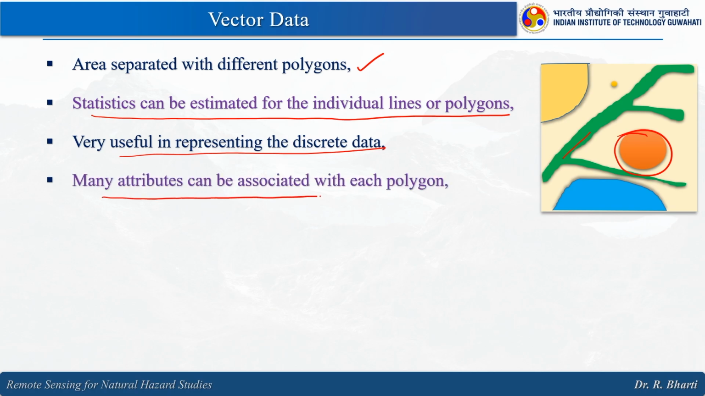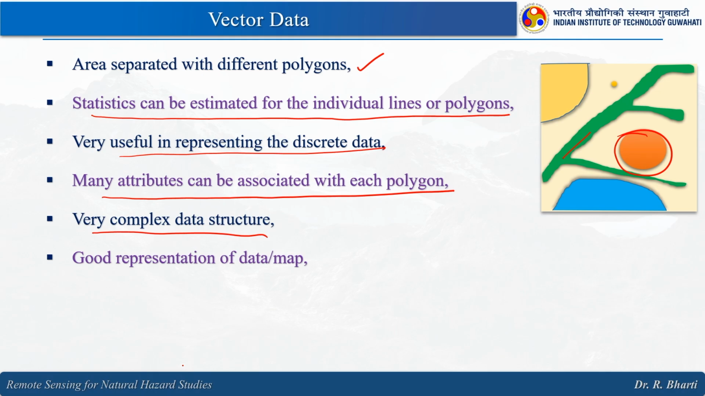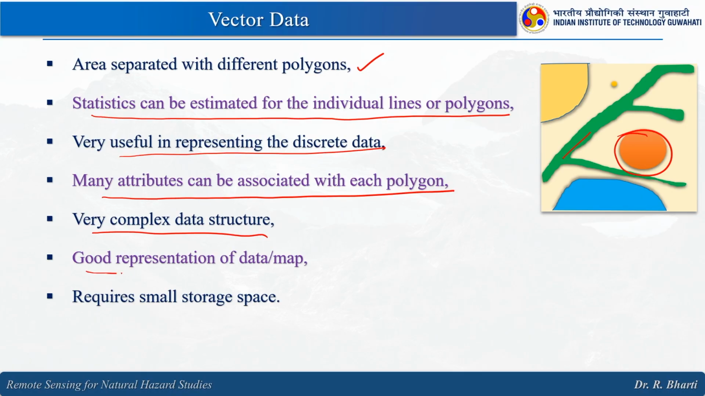Many attributes can be associated with each polygon. The attribute we have discussed, that for the same point or line or polygon, we can have multiple pieces of information collected in the field or from various sources that can be stored together. Because of that, it has a complex data structure, but it requires very little space to store, because everything will be stored in the form of ASCII. And using this data type, we can represent our object very nicely.